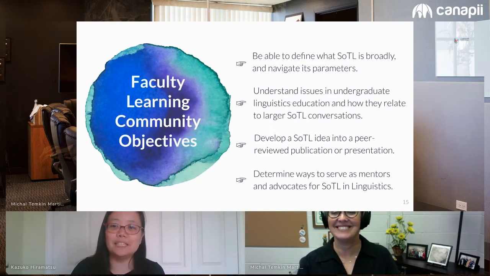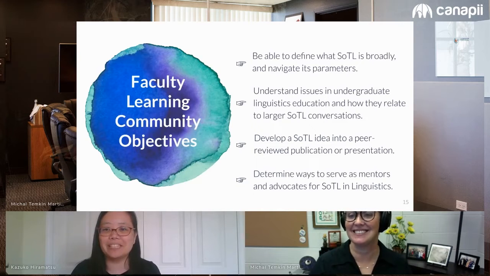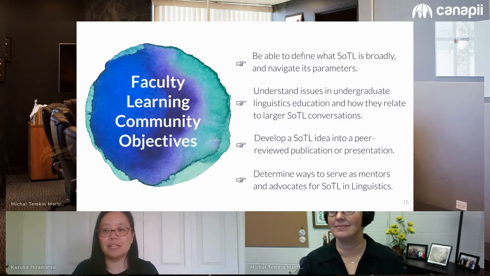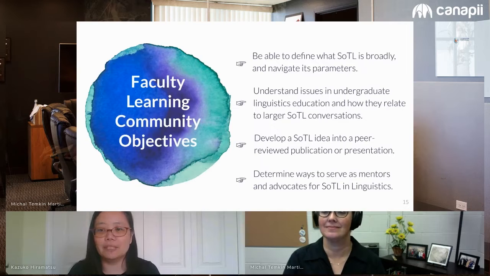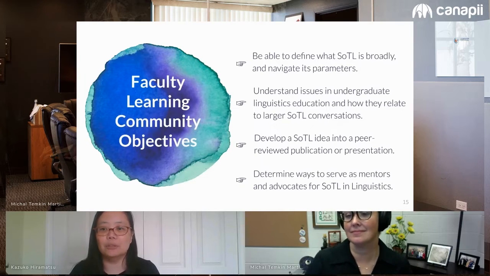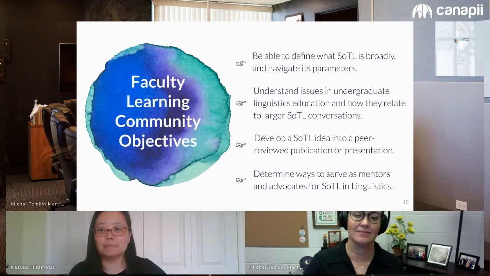Our FLC was designed to first deepen our individual and collective understanding of SoTL with the help of our consultants, and then to allow participants to implement individual or collaborative SoTL projects about the teaching of linguistics. Part of our discussions also centered around how to serve as mentors and advocates for scholarly teaching in SoTL through our professional organization, as well as our home institutions.